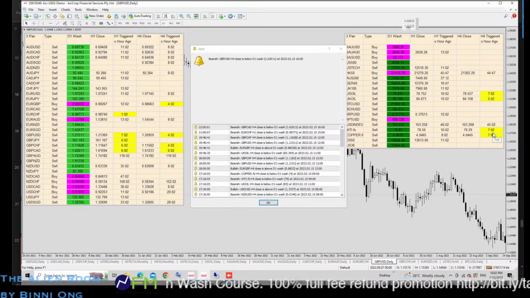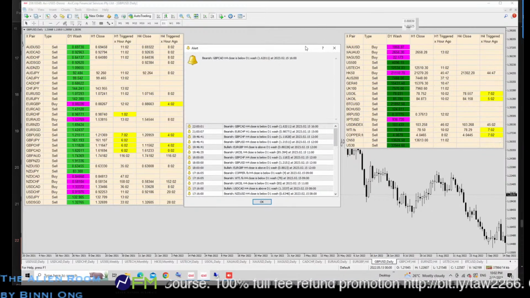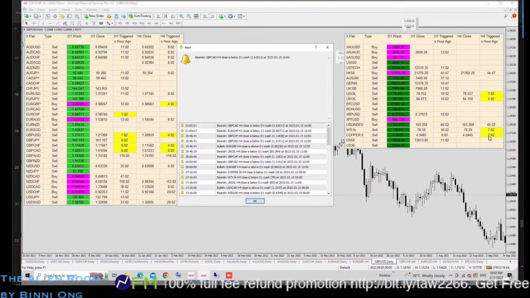How come it's not 8, it's not 4? Why is it 7? Because different instruments have different 4-hour bars, because they have different starting times. Therefore there's a difference in terms of the hourly. So for FX, it's very clear: 2, 6, 10, 2. But for oil it's slightly different, and for index it's slightly different. So you have to remember all this.